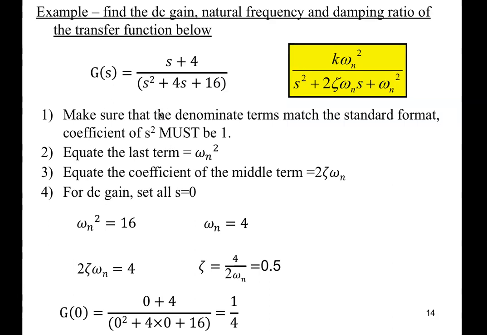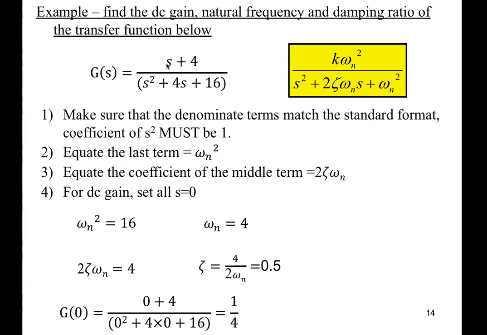Now I have an example here. The transfer function is given as G(s) equals (s plus 4) over (s squared plus 4s plus 16). Now if you compare that with the standard form, the first thing you look at is the coefficient of s squared. In the standard format the coefficient of s squared is 1, and the coefficient of s squared in my transfer function is also 1. So the denominator is actually in the standard form. Don't worry about the s terms on the top, because there are different possibilities. I can't list them all.